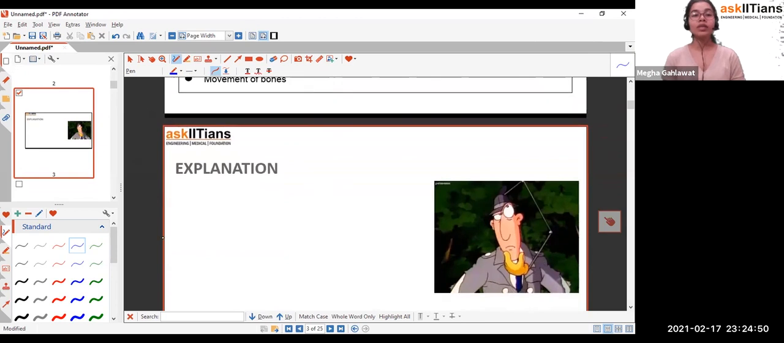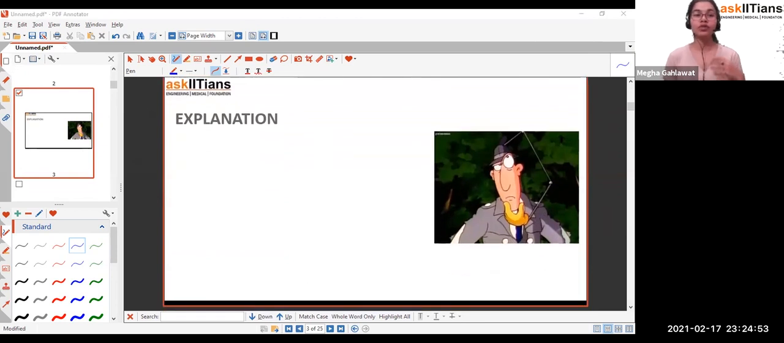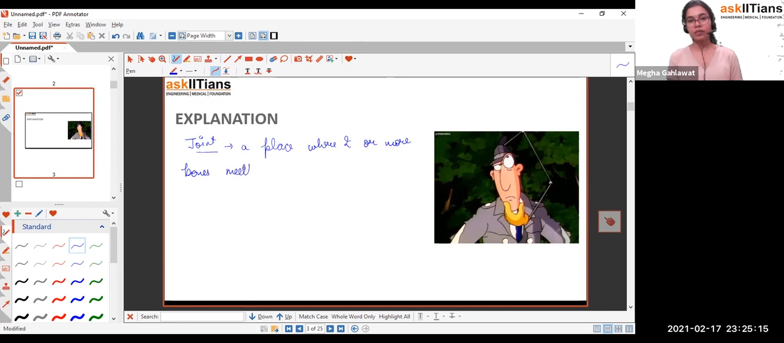Now, when we start with the different kinds of joints, it's very important for you to understand what exactly a joint is. A joint is a place where two or more bones meet. That being said, there are multiple types of joints. We have basically three major types, so we have about three types right here.